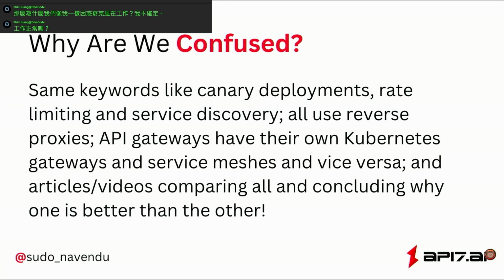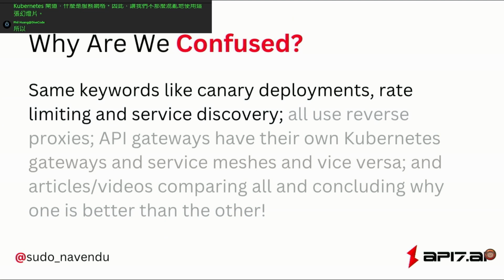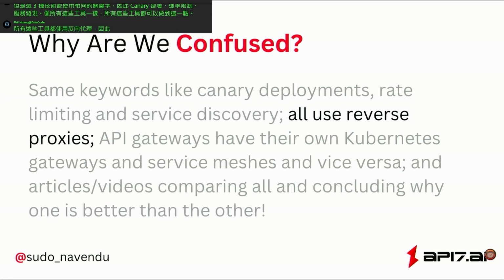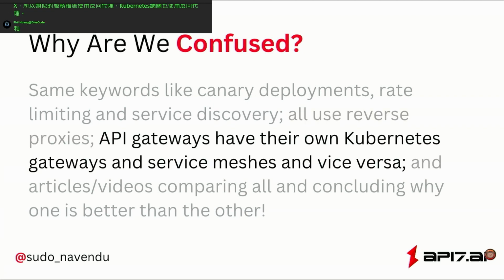So why are we confused? Just like this slide, it is confusing what is API gateway, what is Kubernetes gateway, and what is service mesh. So let's make this slide less confusing. The first point is all of these three technologies use the same keywords: canary deployments, rate limiting, service discovery, all of these tools do that. All of these tools use reverse proxies. Like the last speaker said, they use Nginx. Similarly, service meshes use reverse proxies, and Kubernetes gateways also use reverse proxies. And API gateways have Kubernetes gateways, and API gateways have service meshes. Some service meshes have their own API gateways and all sorts of stuff. So it's confusing.